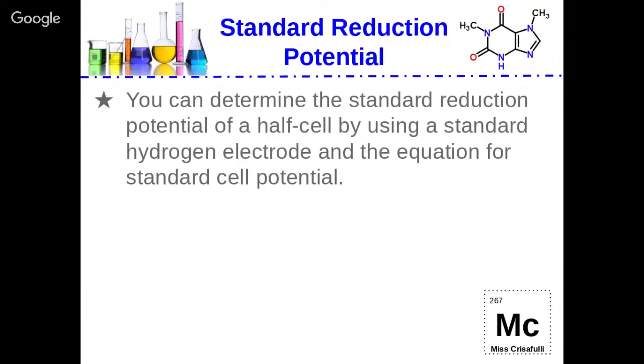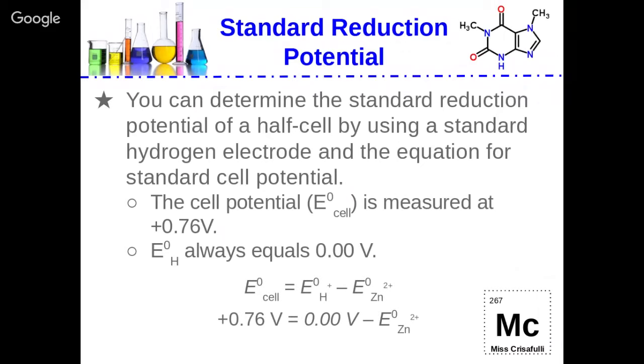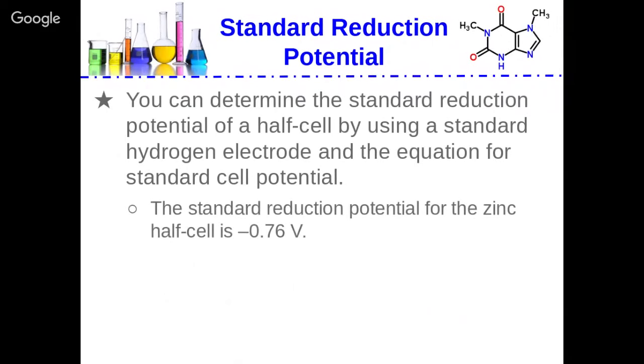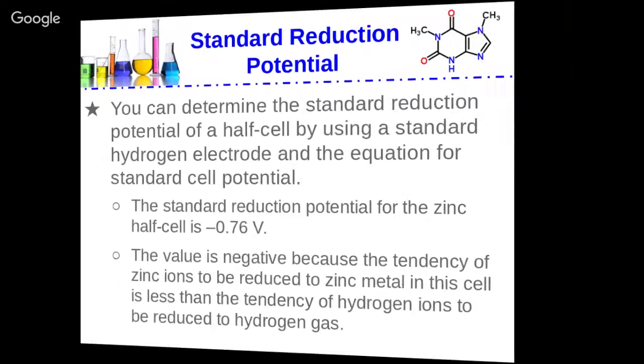So we can determine the half cell potential by knowing that the overall cell potential is positive 0.76 volts. And we know that the standard reduction potential of hydrogen is 0. So we can plug into our equation and solve for what Zn2+ should be. So the standard reduction potential for zinc is negative 0.76 volts. The value is negative because the tendency of zinc ions to be reduced to zinc metal in this cell is less than the tendency of hydrogen ions to be reduced to hydrogen gas.